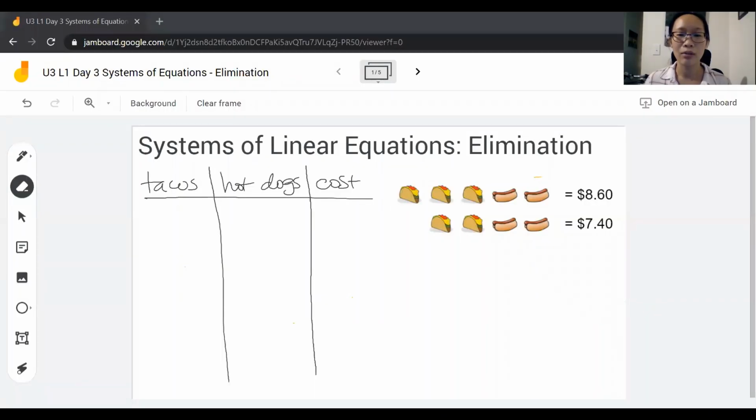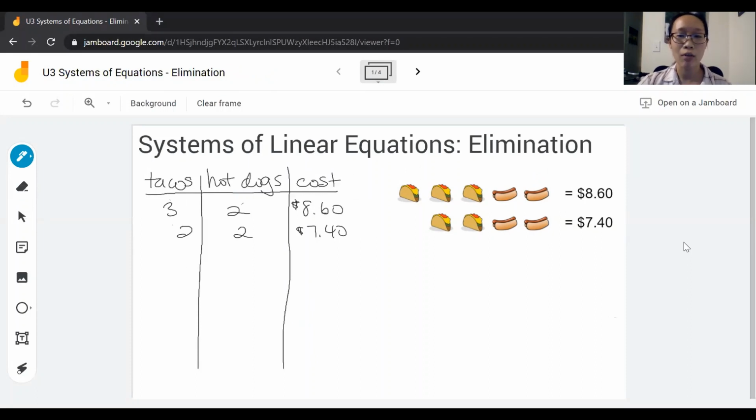Here we have two orders of tacos and hot dogs in different combinations. Take a moment to pause the video and write 3 observations. I'll share mine when we come back. After writing down what we're already given, I have 4 observations.